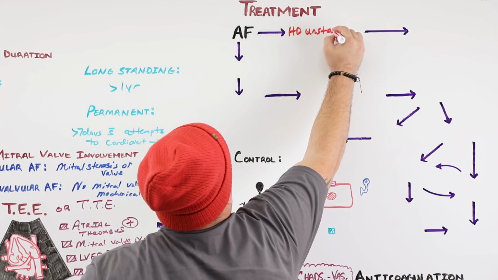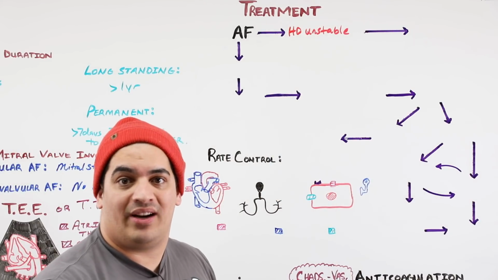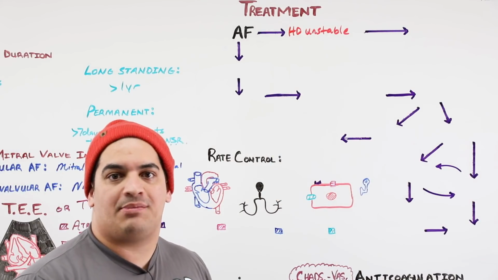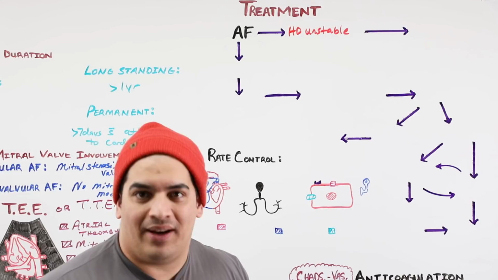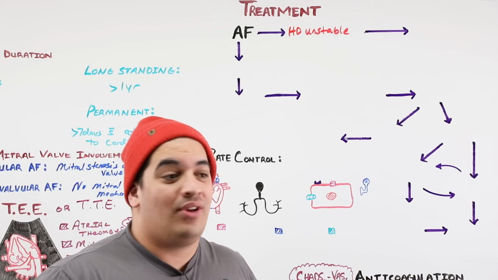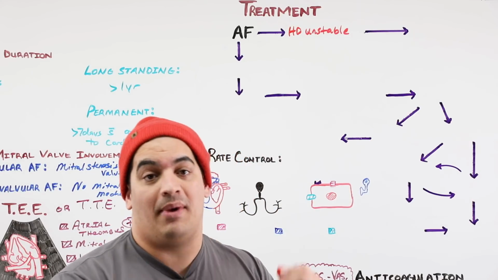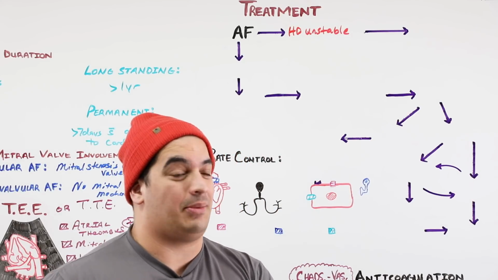To be hemodynamically unstable: do they have hypotension? Do they have pulmonary edema? Do they have refractory chest pain? Do they have an altered mental status? Because if they do, it's a quick, easy decision. They're unstable. I'm not going to mess with all this other stuff that we're going to go through. I'm going to shock them, and then we'll deal with all of the other stuff a little bit later.